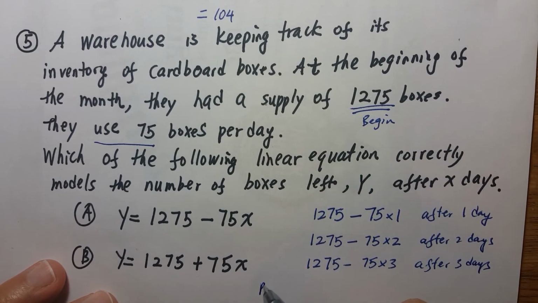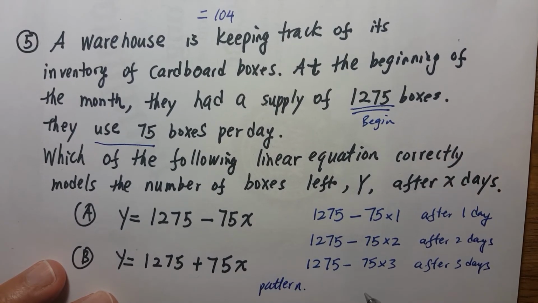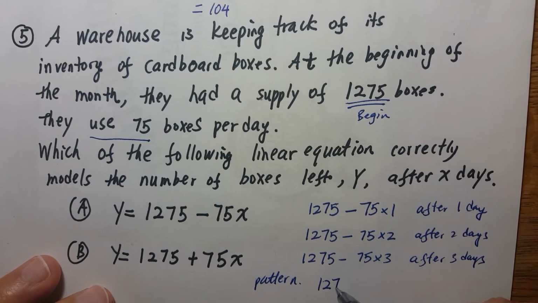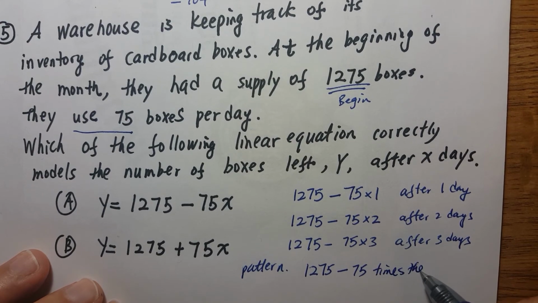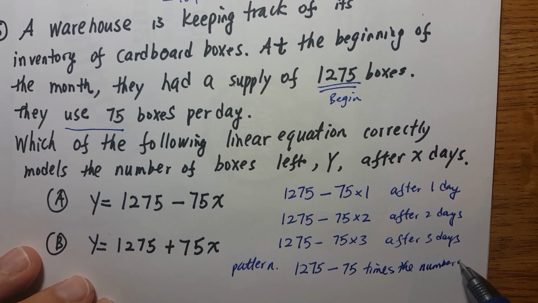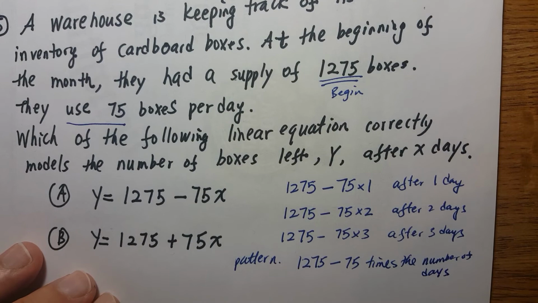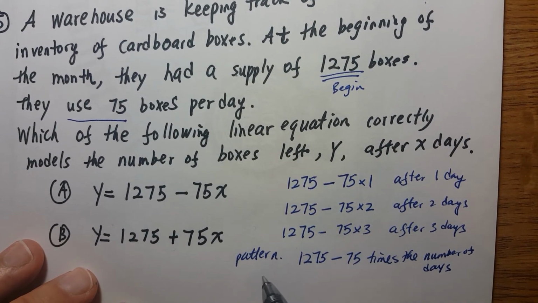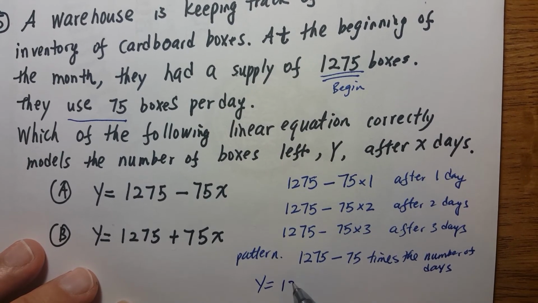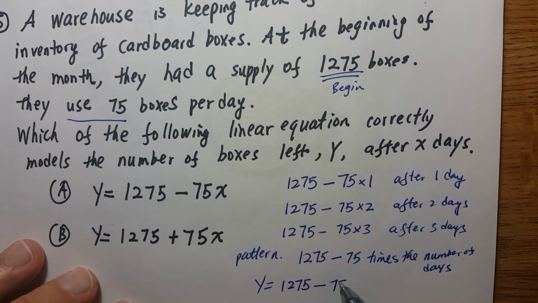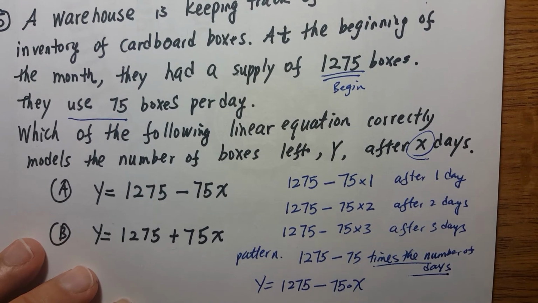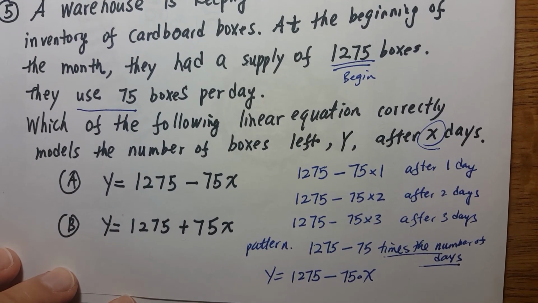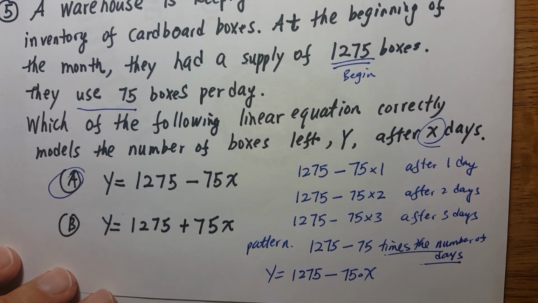So now we found the pattern. So the pattern is 1,275 boxes minus 75 times the number of days. So y equal to 1,275 minus 75 times the number of days, x days, so times x. So now we can see only choice A match. So we found the answer for question number 5.